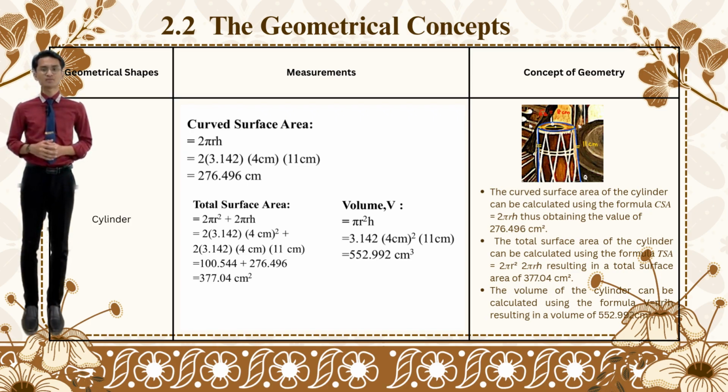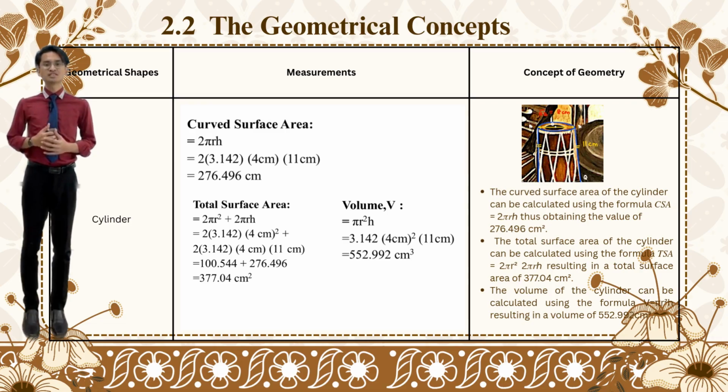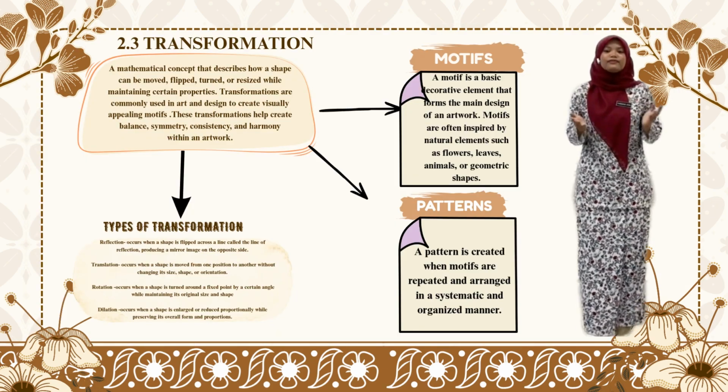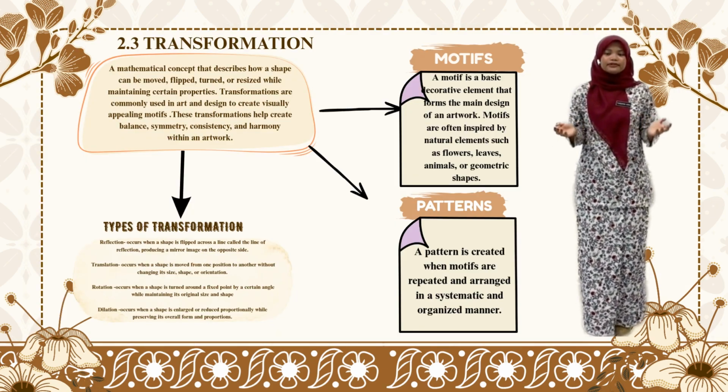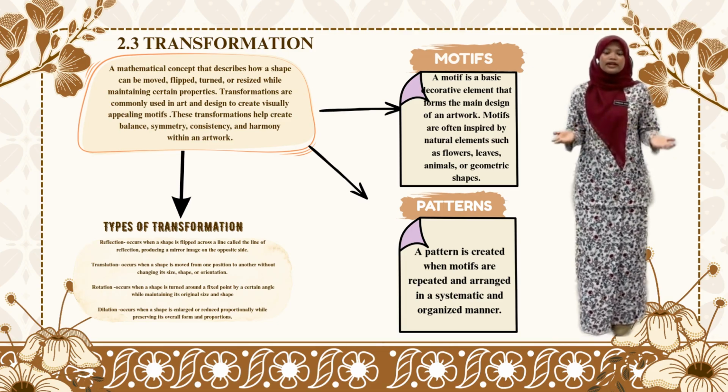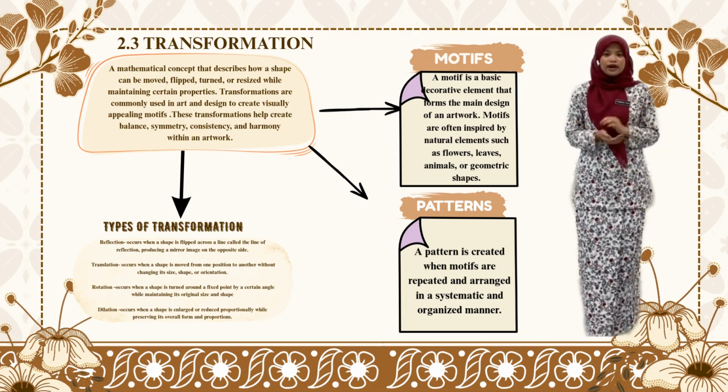276.496 centimeters squared. The total area of the cylinder can be calculated using the formula 2 pi r squared plus 2 pi rh, resulting in a total surface area of 377.04 centimeters squared. The volume of the cylinder can be calculated using the formula pi r squared height, resulting in a volume of 552.992 centimeters. Typically, it forms a pattern. Patterns help create rhythm, balance, harmony, and visual unity throughout the artwork.